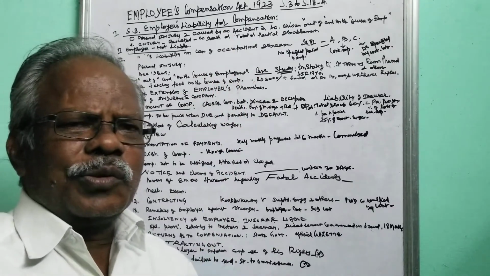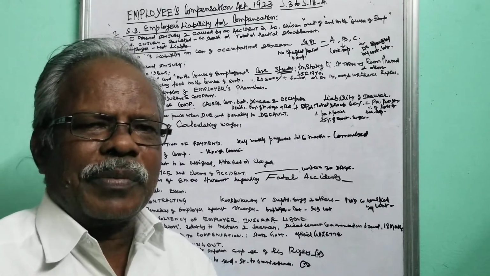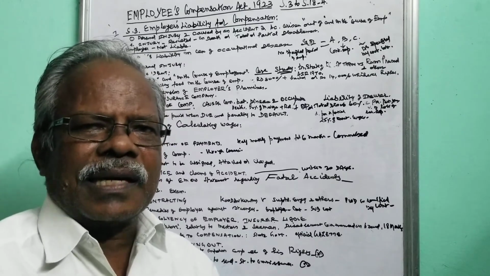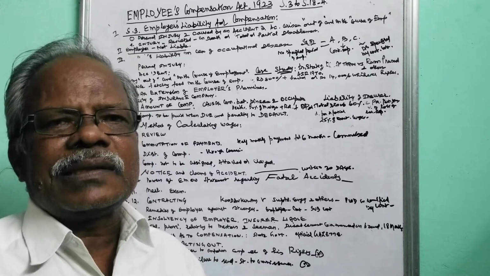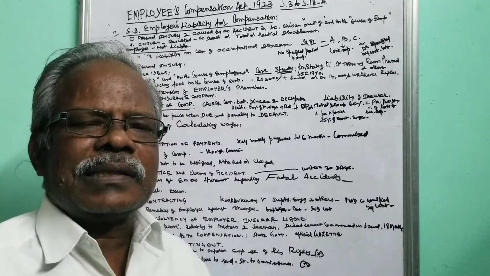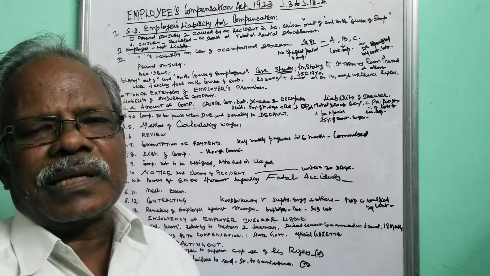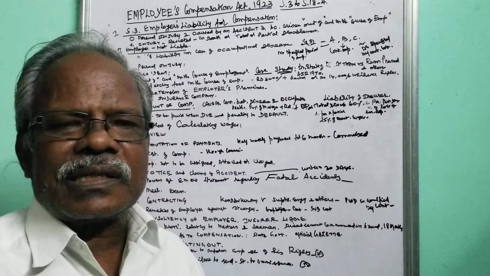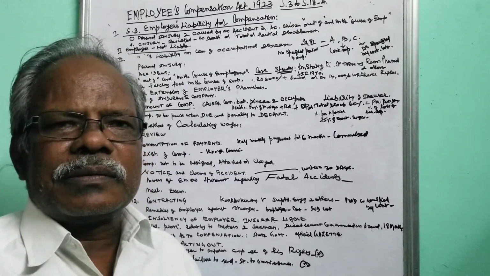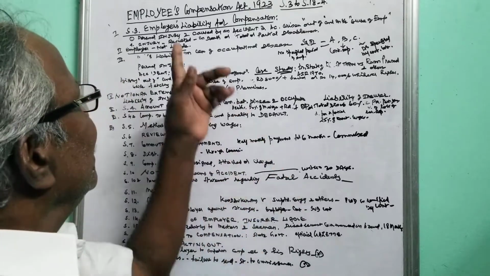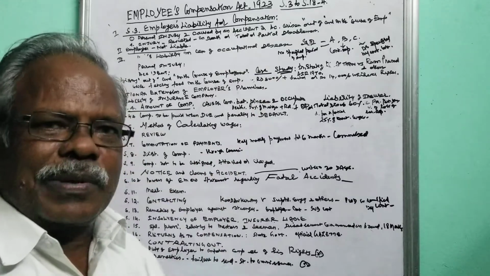During the course of employment or out of employment, if an accident occurs due to which an injury is caused, and the injury may cause death or partial disablement or permanent disablement, the compensation has to be paid by the employer. So we will see what the employer's liability to the employee for compensation is.